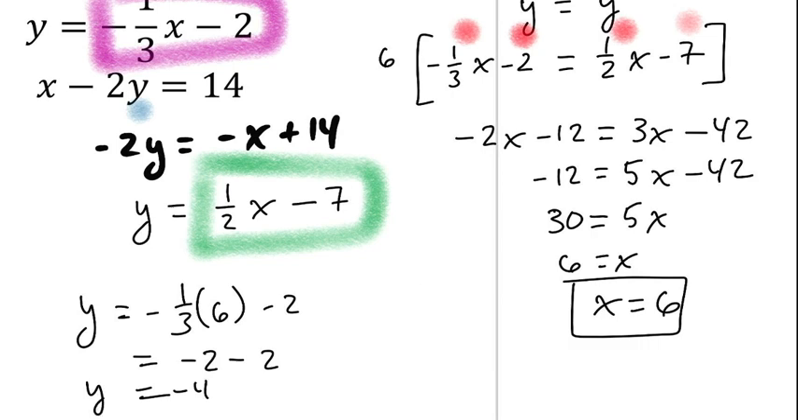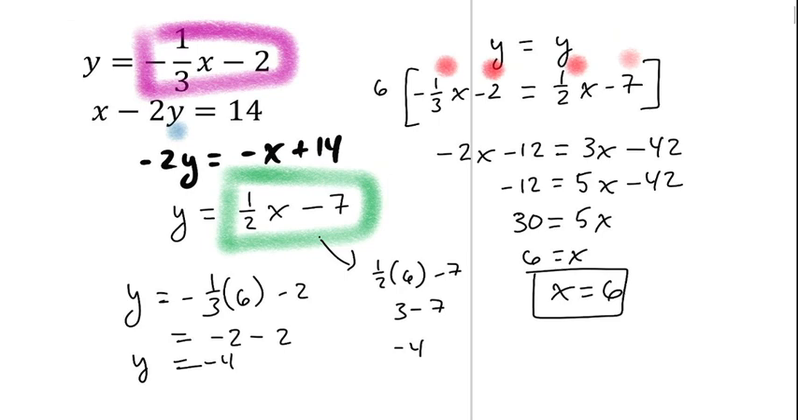And without checking it fully in both, I'm going to just plug the same value into the other equation and see what I get. When I plug 6 into this second equation that I boxed in green, it's going to give me 1/2 times 6 minus 7, which is 3 minus 7, which is definitely negative 4. So I'm confident that this is our solution. X is the number 6, and y is negative 4.